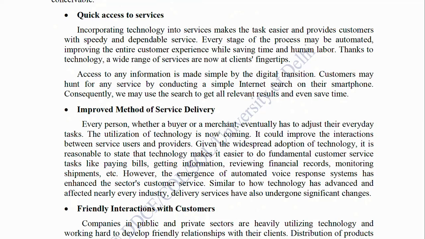Given the widespread adoption of technology, it is reasonable to state that technology makes it easier to do fundamental customer service tasks like paying bills, getting information, reviewing financial records, monitoring shipments, etc. However, the emergence of automated voice response systems has enhanced the sector's customer service. Similar to how technology has advanced and affected nearly every industry, delivery service has also undergone significant changes.